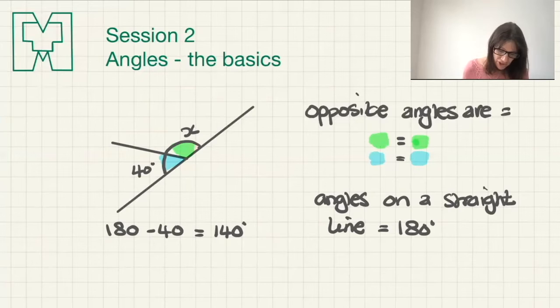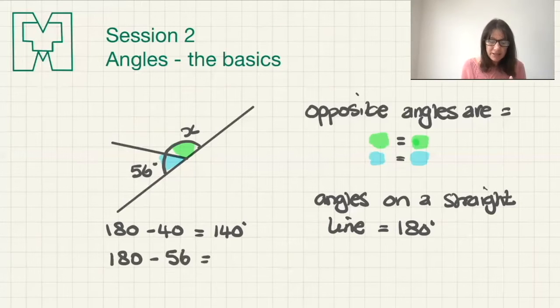Okay. But what if I change the question? What if I made that 56 degrees? The process is the exact same thing. It's only the number that's changed. So I've got to really trust in my method. I know a straight line is 180. That's what I've got to recall. That's what I've got to get into my head. Straight line, half moon, 180. And that's the link I need to make. So I've got 180, take away 56.